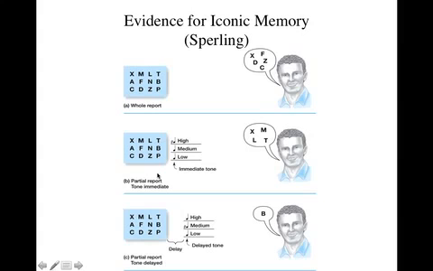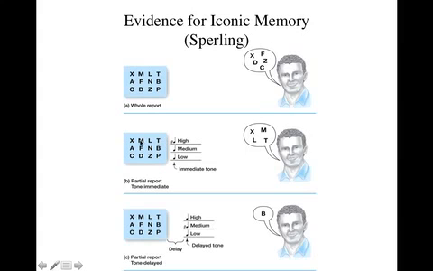In the partial report condition, which is the Cog Lab you did, you have to report items from a specific line in the stimulus. What's important here is that the stimulus appears, disappears, and then you receive the cue as to which line you need to report. And the finding here is that people can remember between 3 and 4 items from each line.